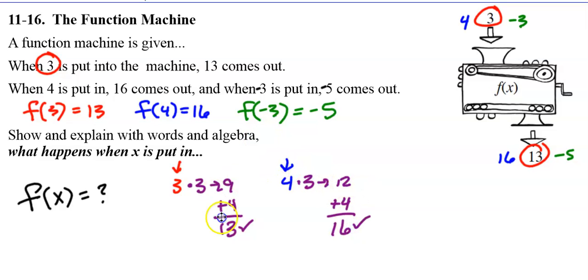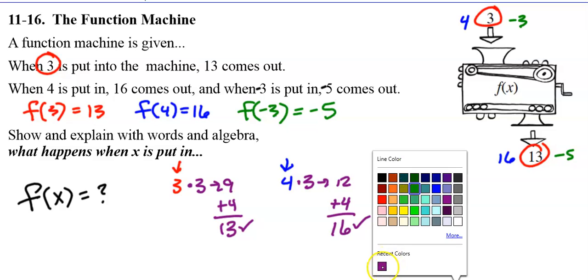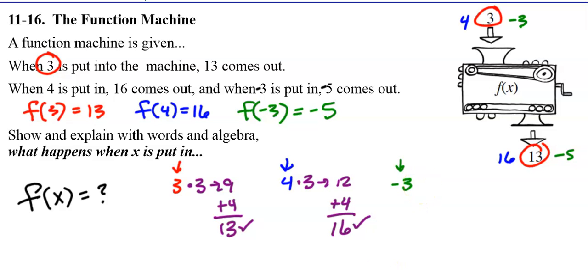So apparently this is the math that's happening. Now we try it with our final input of -3. Negative 3 times 3 gives us negative 9. And with negative 9, we then add 4. We're doing the same thing at each spot. So negative 9 plus 4, that's definitely negative 5, so that checks out.